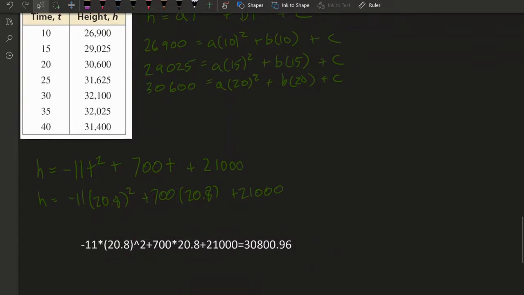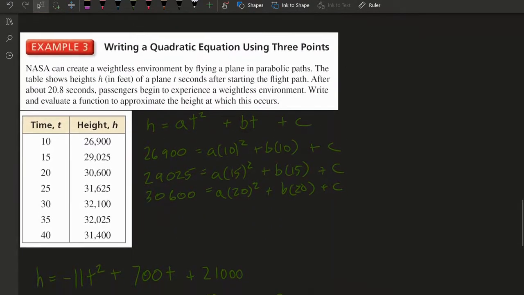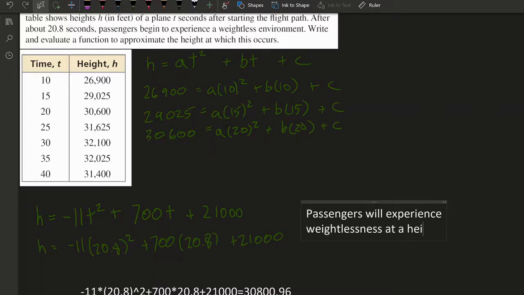30,800.96, and this is a word problem, so we express the answer in words. We would say passengers will experience weightlessness at a height of 30,800.96 feet.